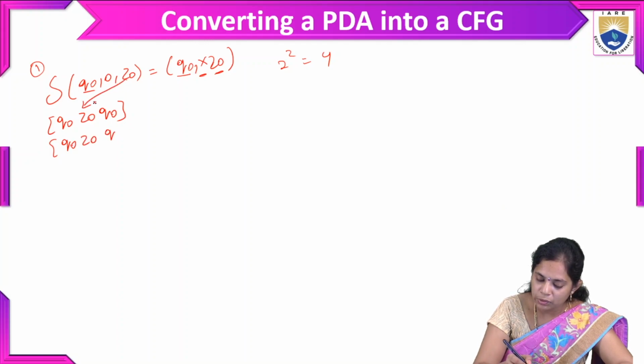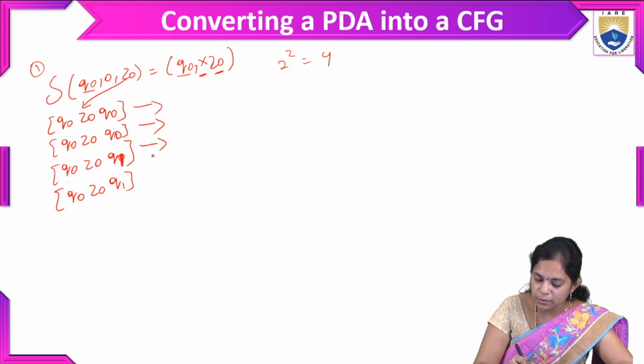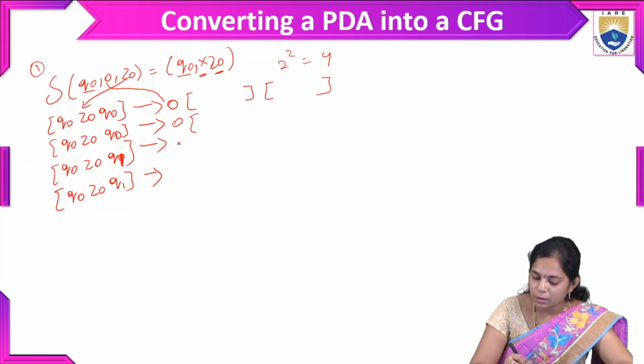Here we need to write the top of the stack symbol. And here Q naught, Z naught, Q naught, and Q naught. I will write Z naught, Q1, which leads to the production rules. And whatever the top input symbol is, we need to write. Here we need to design the 4 combinations. For every combination of states we need to write the production rules.